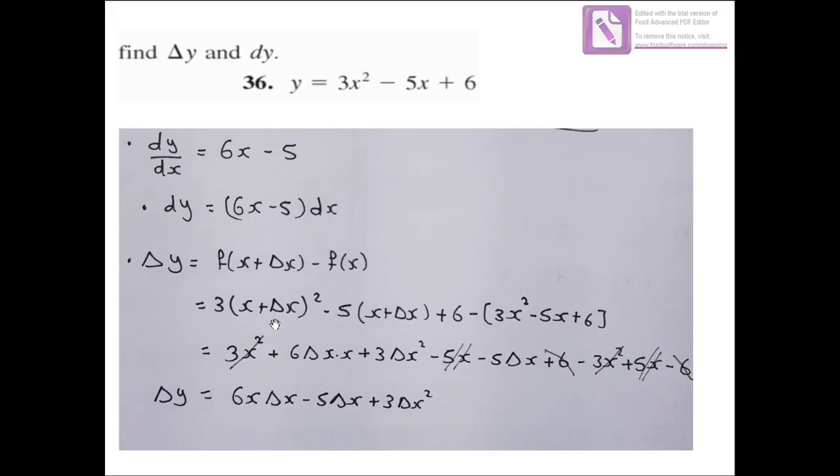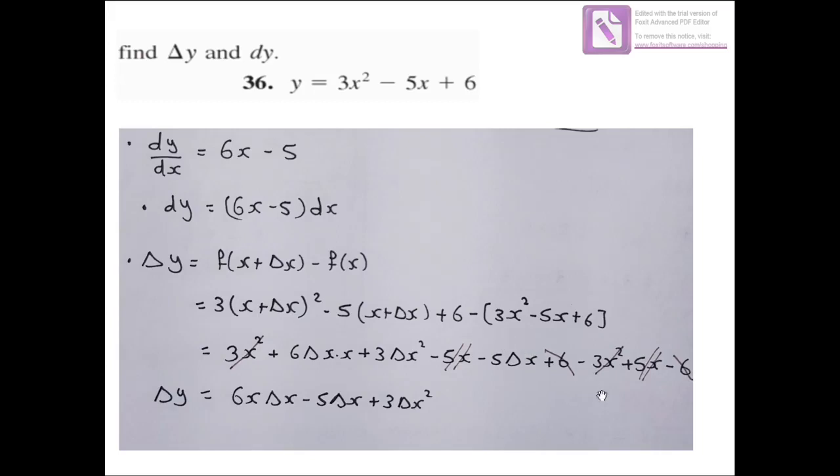So x plus delta x all squared multiplied by 3, this will give us 3x squared plus 2 multiplied by 3 multiplied by x multiplied by delta x, which will give us 6 delta x multiplied by x, plus delta x squared multiplied by 3, so it will be 3 delta x squared, then minus. Here we have 5 multiplied by x, so 5x, minus 5 multiplied by delta x will be minus 5 delta x, plus 6.